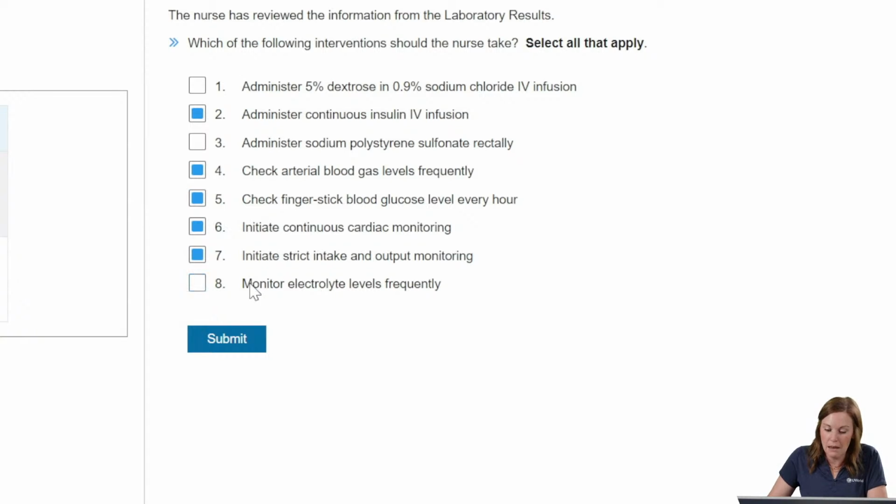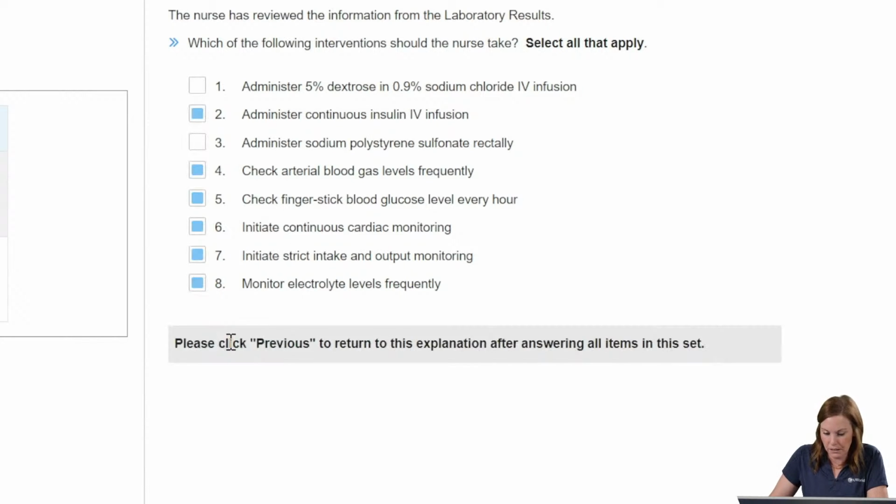And then option 8, monitor electrolyte levels frequently. This is true. We definitely want to do this. Again, we talked about the potassium. We want to make sure that our level is in a normal limit and that we're replenishing those electrolytes as needed. So your correct answers should be 2, 4, 5, 6, 7, 8. So only 1 and 3 are incorrect.